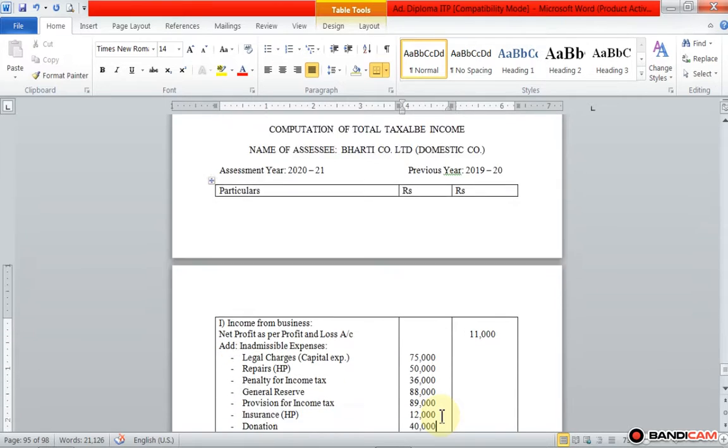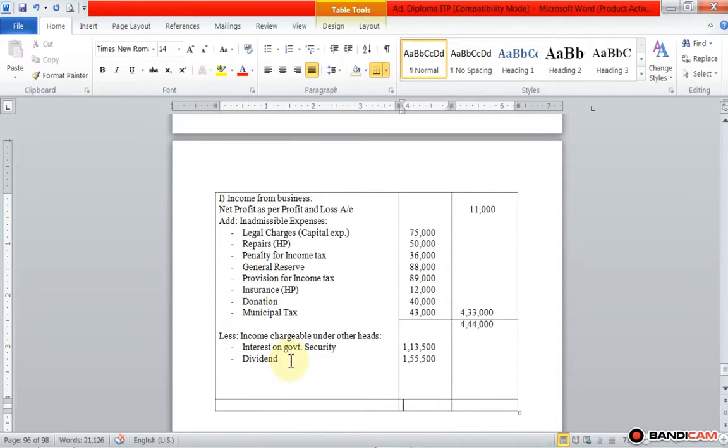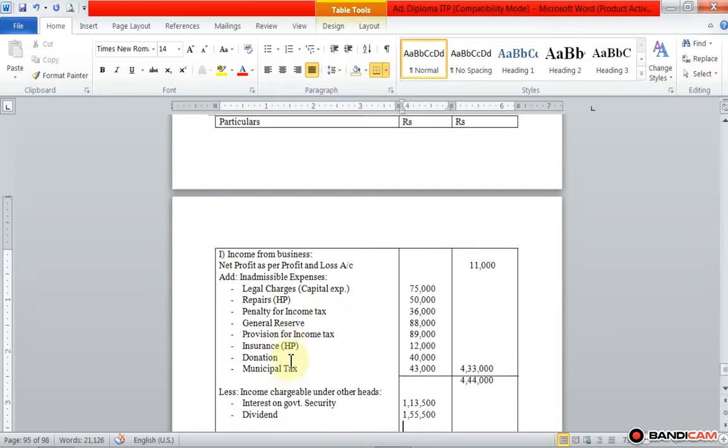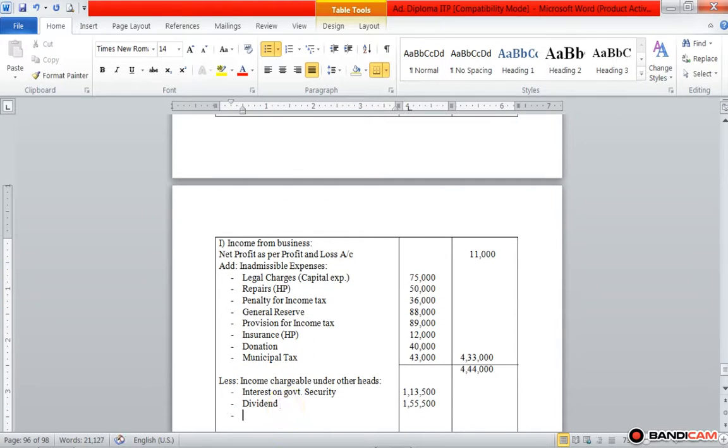Then rent from house property amounted to rupees 1,35,000. Now make the total. We have taken into consideration the income earned from other sources, so make the total.